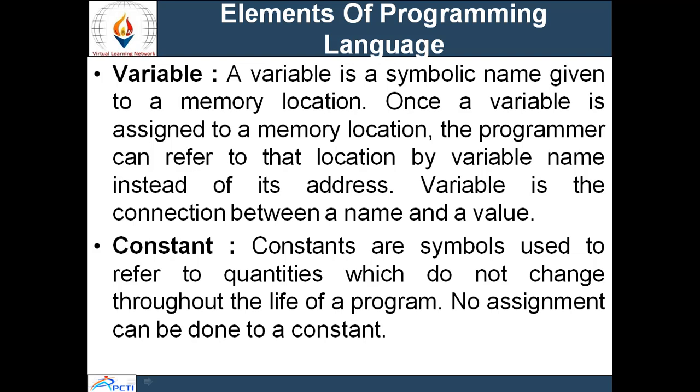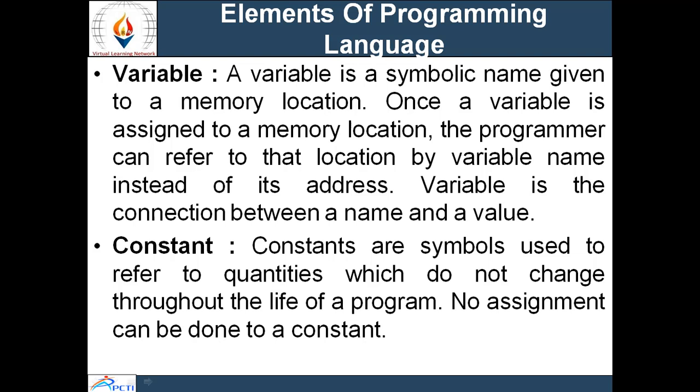In elements of programming language, first one is variable. A variable is a symbolic name given to a memory location. Once a variable is assigned to a memory location, the programmer can refer to that location by the variable name instead of its address. Variable is the connection between a name and a value. It is composed of a name, attribute, reference, and a value. Attribute means the type of value a variable can hold.